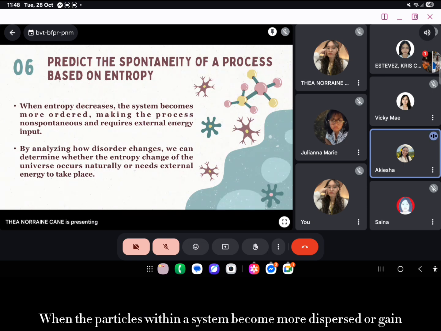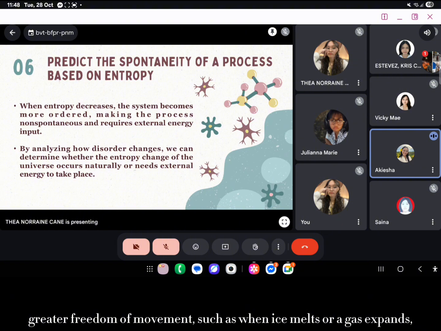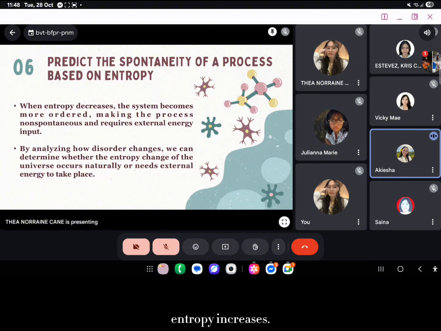When the particles within a system become more dispersed or gain greater freedom of movement, such as when ice melts or a gas expands, entropy increases. This means that the energy is spread out and disordered, allowing it to be distributed in many possible ways, and the process occurs spontaneously or naturally. These changes do not require continuous energy because they align with nature's tendency toward randomness.